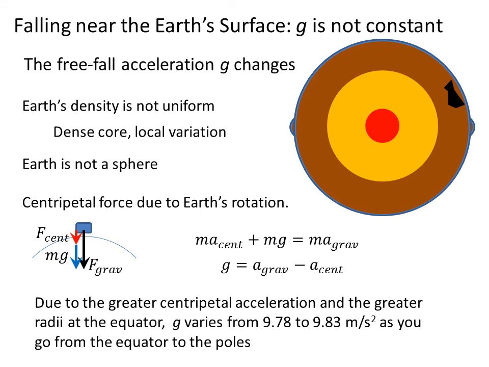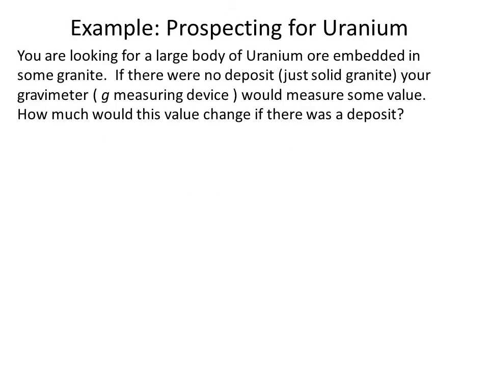So if we look at the variation, say, from the equator to the pole, since the radius is bigger at the equator, g varies from something like 9.78 to 9.83 meters per second squared as you go from the equator to the pole, due to the greater centripetal acceleration at the equator, due to the greater radius at the equator. Let's look at an example of how a variation can help you in prospecting for uranium.